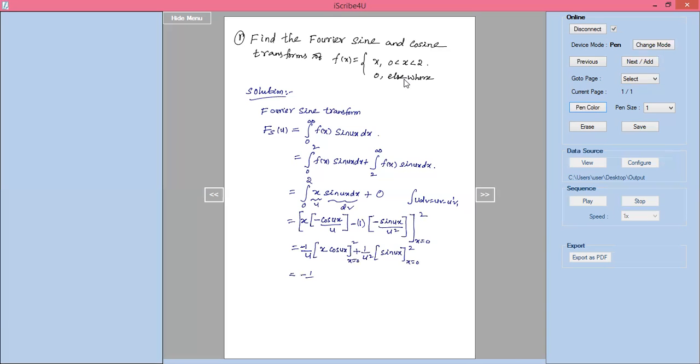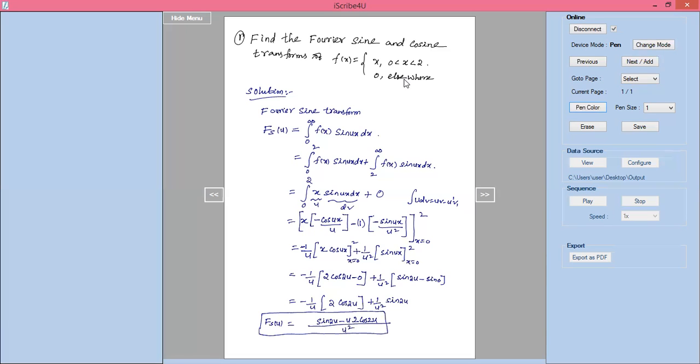Now if you apply the upper limit: minus 1 by u into 2 cos 2u, minus the lower limit 0, plus 1 by u square into sine 2u minus sine 0. Simplifying, minus 1 into 2 into cos 2u plus 1 by u square into sine 2u, and sine 0 is 0. Now I will take the LCM and simplify. I get the denominator u square, with sine 2u minus u into 2 cos 2u, or 2u cos 2u also we can write. This is Fs of u. The Fourier sine transform is this: Fs of u is sine 2u minus 2u cos 2u divided by u square.